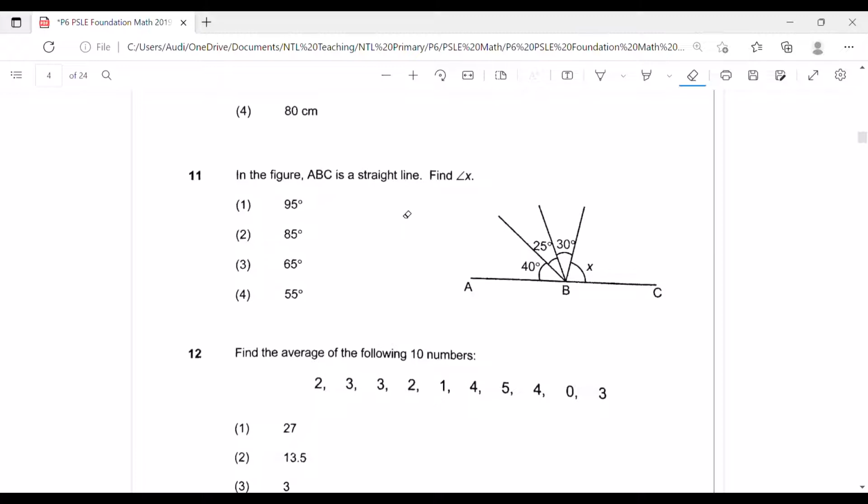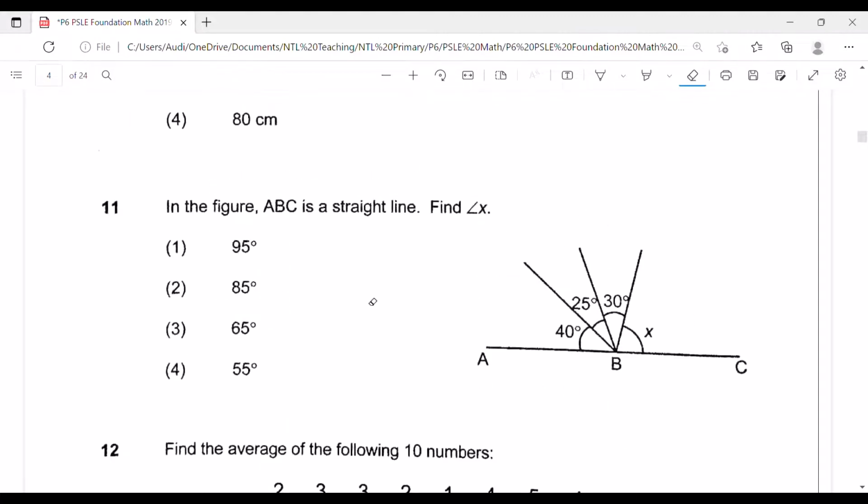Okay, we're going to try number 11 now. In the figure ABC is a straight line. What do we know about a straight line? All angles on a straight line, this is 180 degrees. So from here to here is a total of 180 degrees.